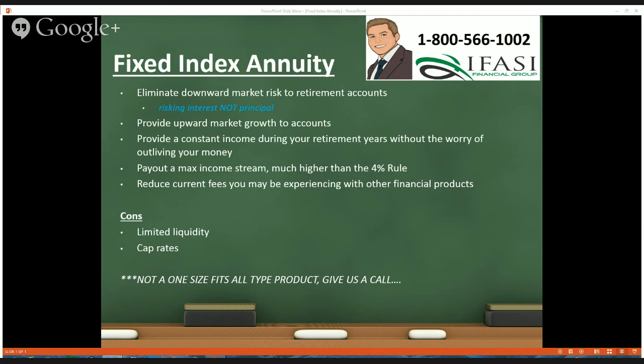there's no generalization when it comes to these types of annuities, and you want to make sure that you're dealing with a specialist, or that the company you're dealing with understands how to get the max amount of income in your pocket at the end of the day, and how you could leverage the insurance company or these fixed index annuity contracts and not have the insurance company leverage you.